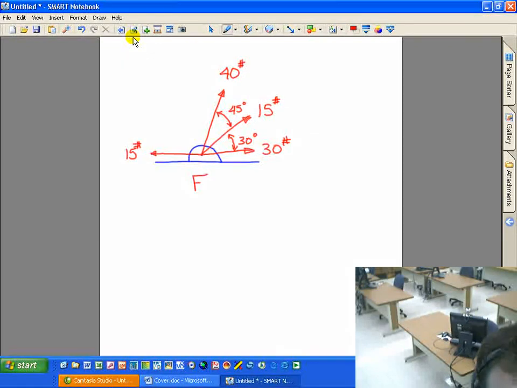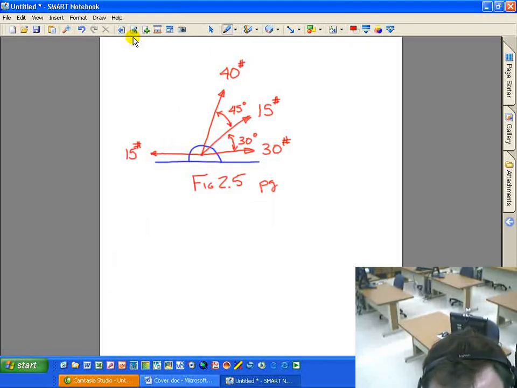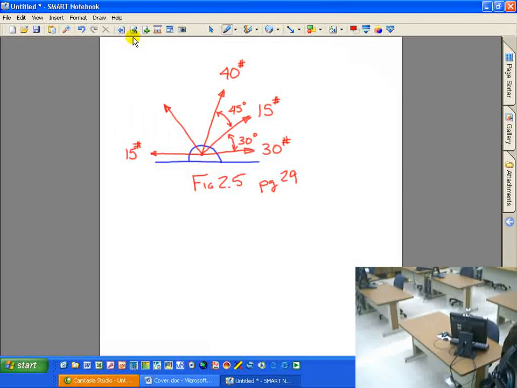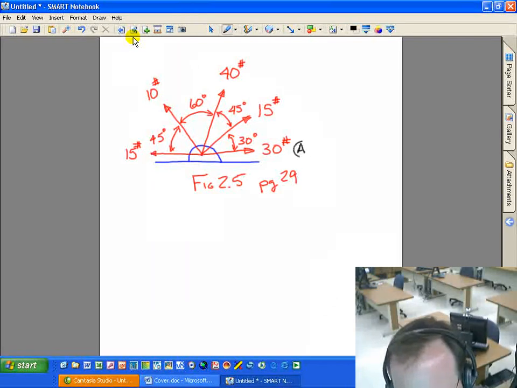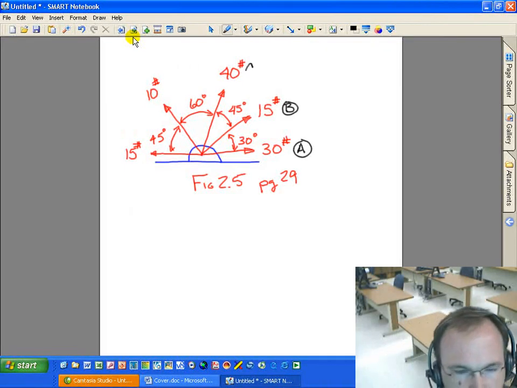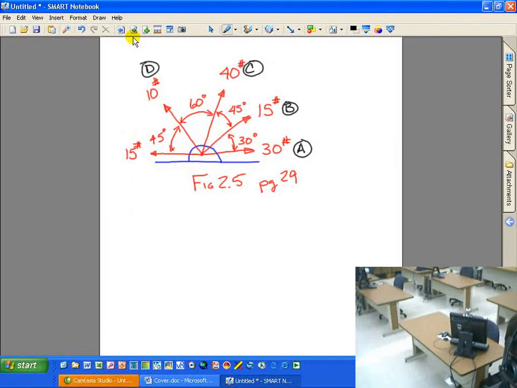This is figure 2.5 in the book, page 29. And then we have 10 pounds of force acting at 60 degrees. And finally, this is back to 45. And we'll call these members A, B, C, D, and E.